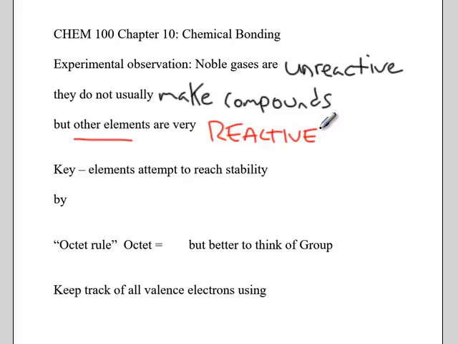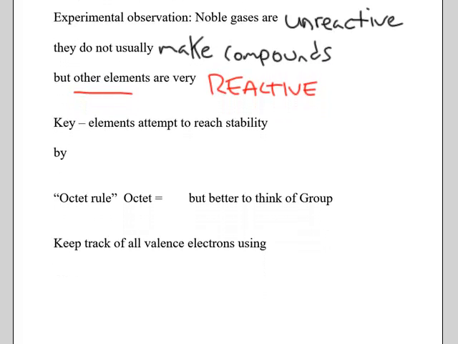So to understand bonding, we're going to think of it in terms of reaching the stability of a noble gas in order to lower the energy. In other words, become more stable. The only way that elements can do this to reach that stability is by reacting with other elements.